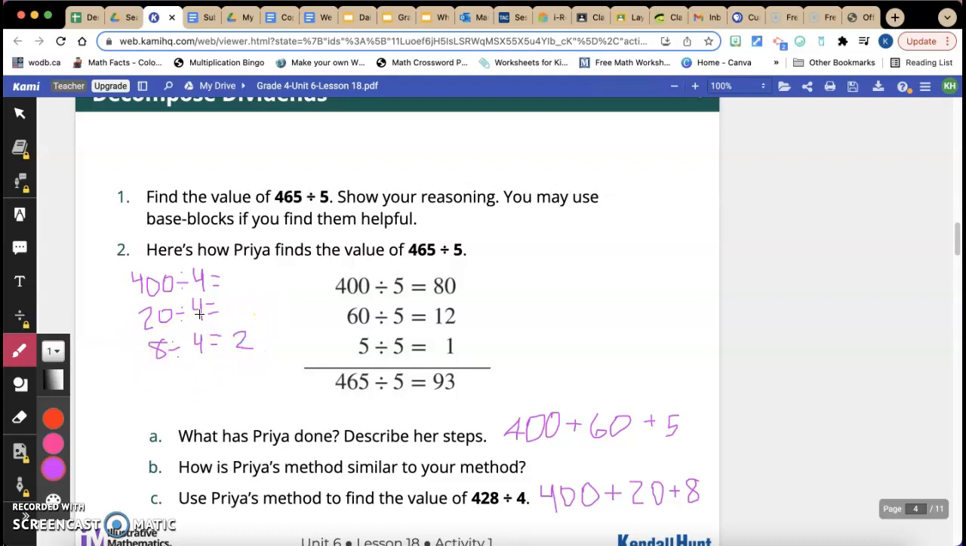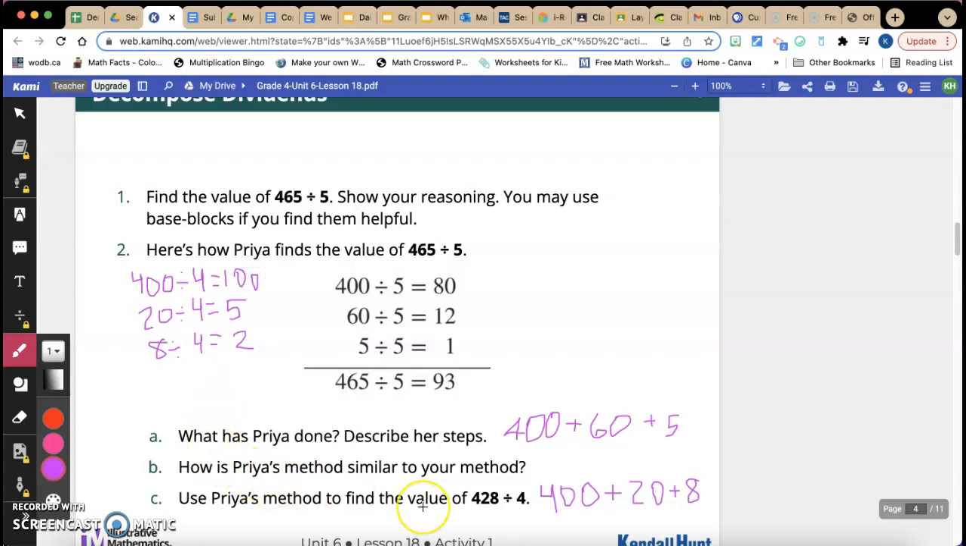How many times does 4 go into 20? 4 goes into 20 5 times. Ooh, this is a bigger one. How many times will 4 go into 400? Well, I know 4 divided by 4 is 1, and I've got 2 zeros.